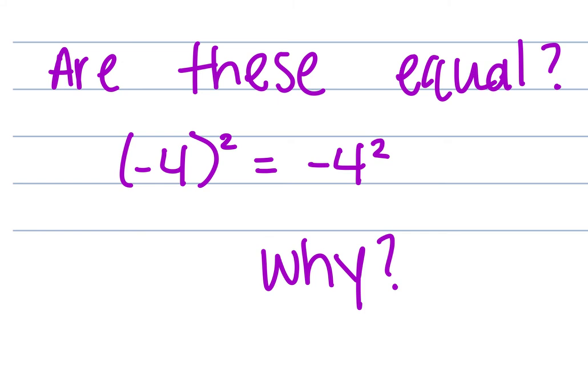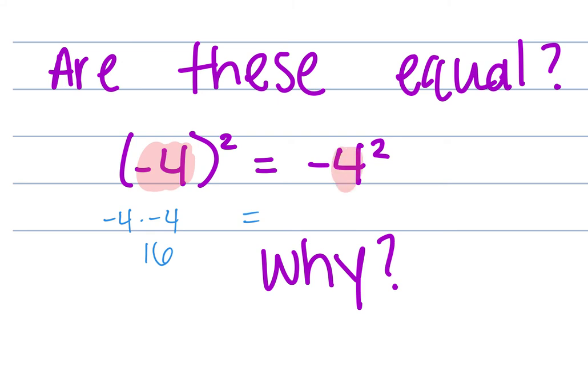Very good. Why not? Because the base is actually a positive. Excellent. Very good. So the base of the first one is negative 4, right? So that means we're taking negative 4 and multiplying it by itself. So this is negative 4 times negative 4. What's negative 4 times negative 4? Positive 16, right?